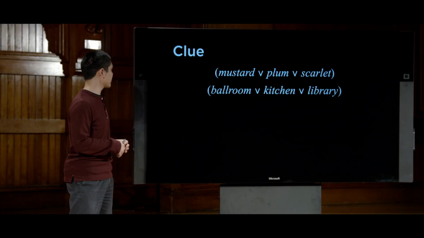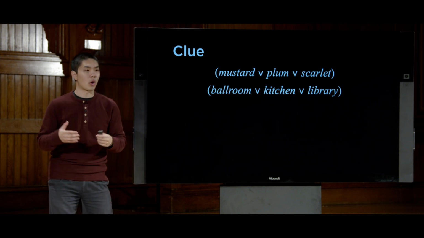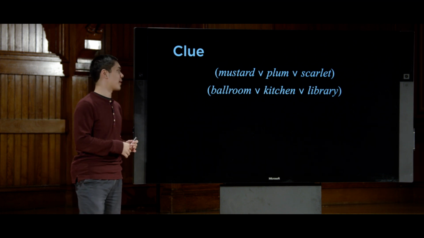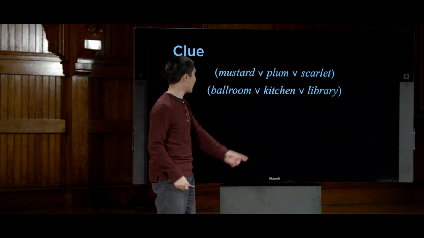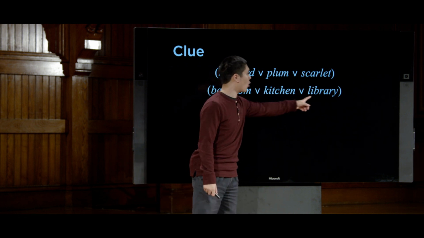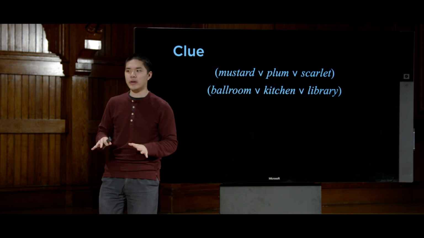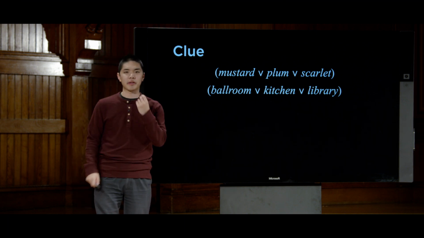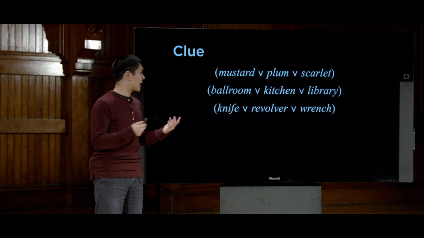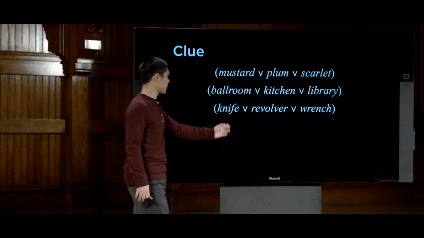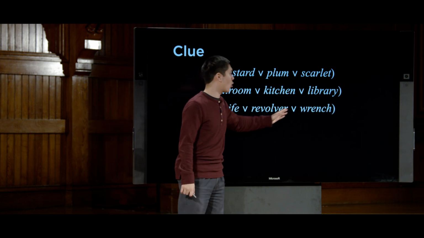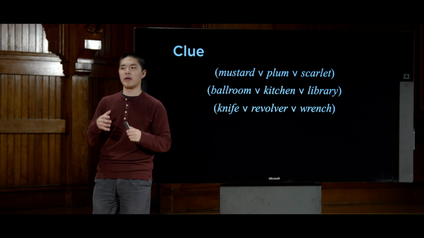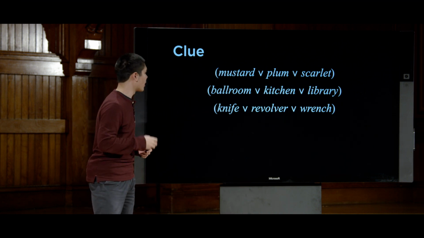What other information do we know? Well, we know that one of the rooms must have been the room in the envelope, that the crime was committed either in the ballroom or the kitchen or the library. Again, right now we don't know which, but this is knowledge we know at the outset, that one of these three must be inside the envelope. And likewise, we can say the same thing about the weapon, that it was either the knife or the revolver or the wrench.